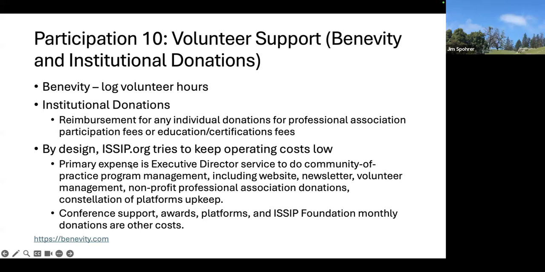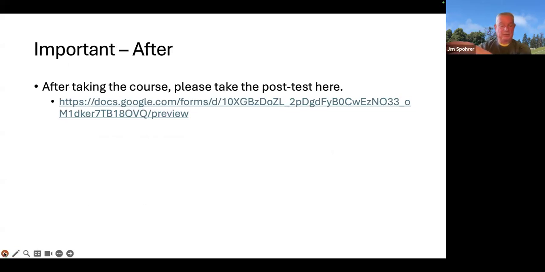By design, ISSIP.org tries to, oops, that's my cat Petey.